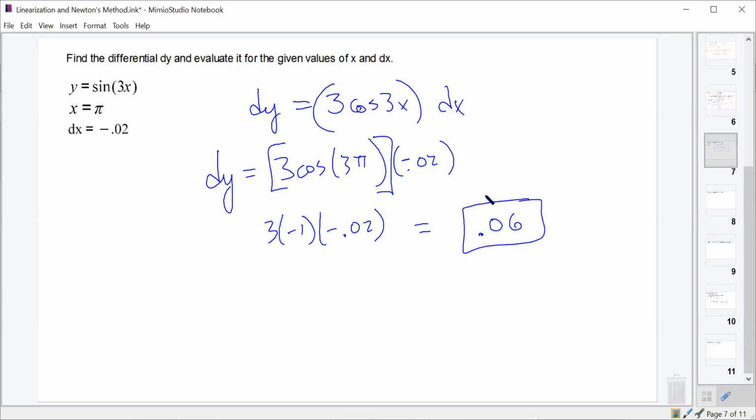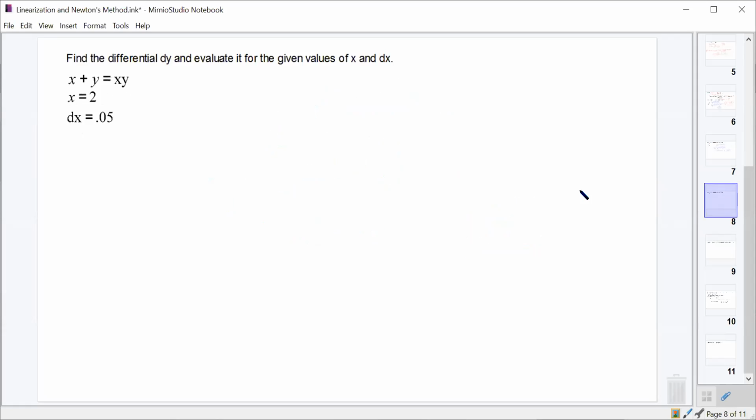Any questions or issues with that? All right, let's take a look at another one. Now this one's a little bit different because we've got x plus y equals xy. We've got x's and y's on both sides of it. So we have two options.